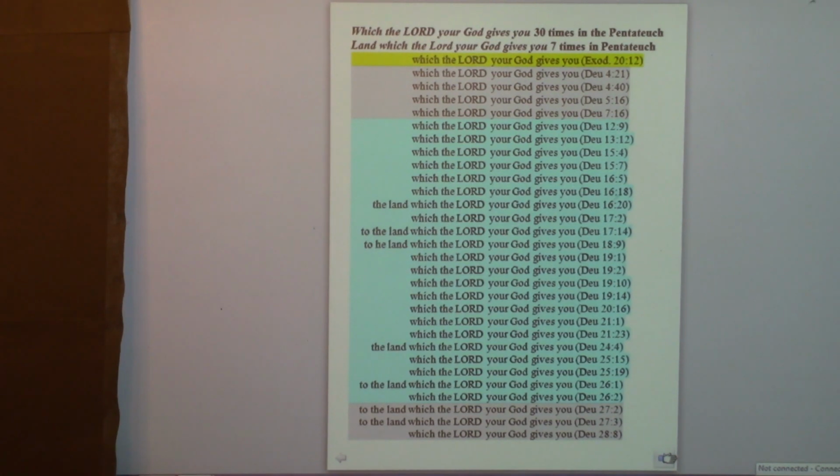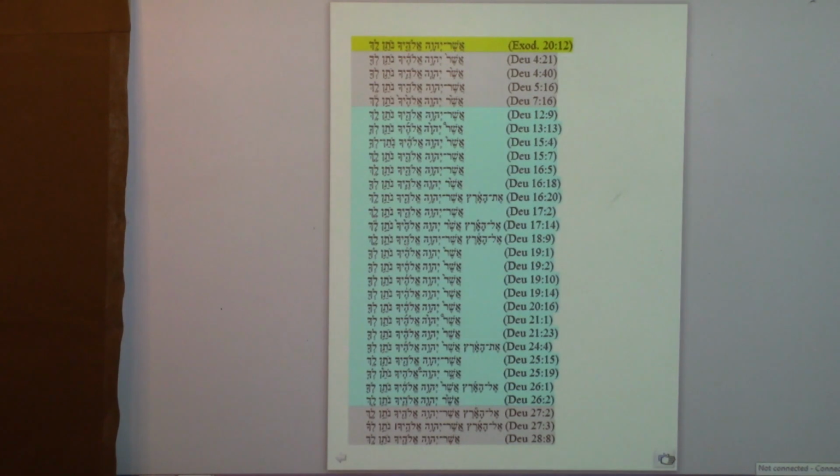"Which the Lord your God gives you" appears 30 times. And inside that, look at the letters to the left, the land, and you see the land comes up 7 times. So we have land to the left 7 times, and then the phrase "land which the Lord your God gives you" 7 times inside the 30 repetitions. So there it is in Hebrew. And obviously, for those who don't read Hebrew, you can tell that it all flips on the other side, where you see the phrase, the land, it's on the right side now.